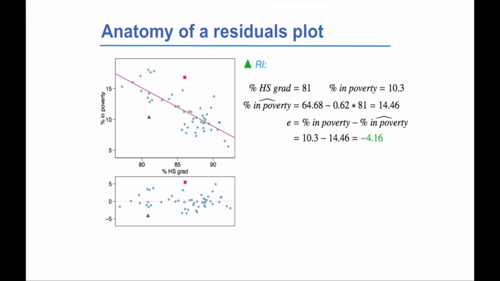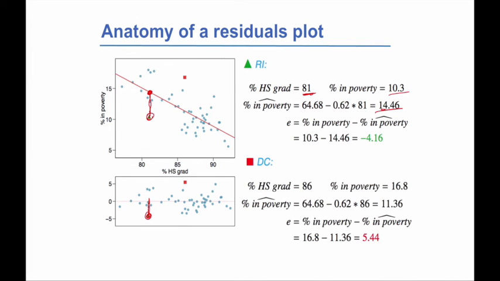All right, so looking at these points again, right, we looked at Rhode Island, where the percent of high school graduation is 81%, the percent in poverty is 10.3%. When we use our LSRL to predict that, we got a predicted value of 14.46. So that gives us a residual of negative 4.16. So here in the residual plot, that's here, where the x value is 81 and the y value is negative 4.16.